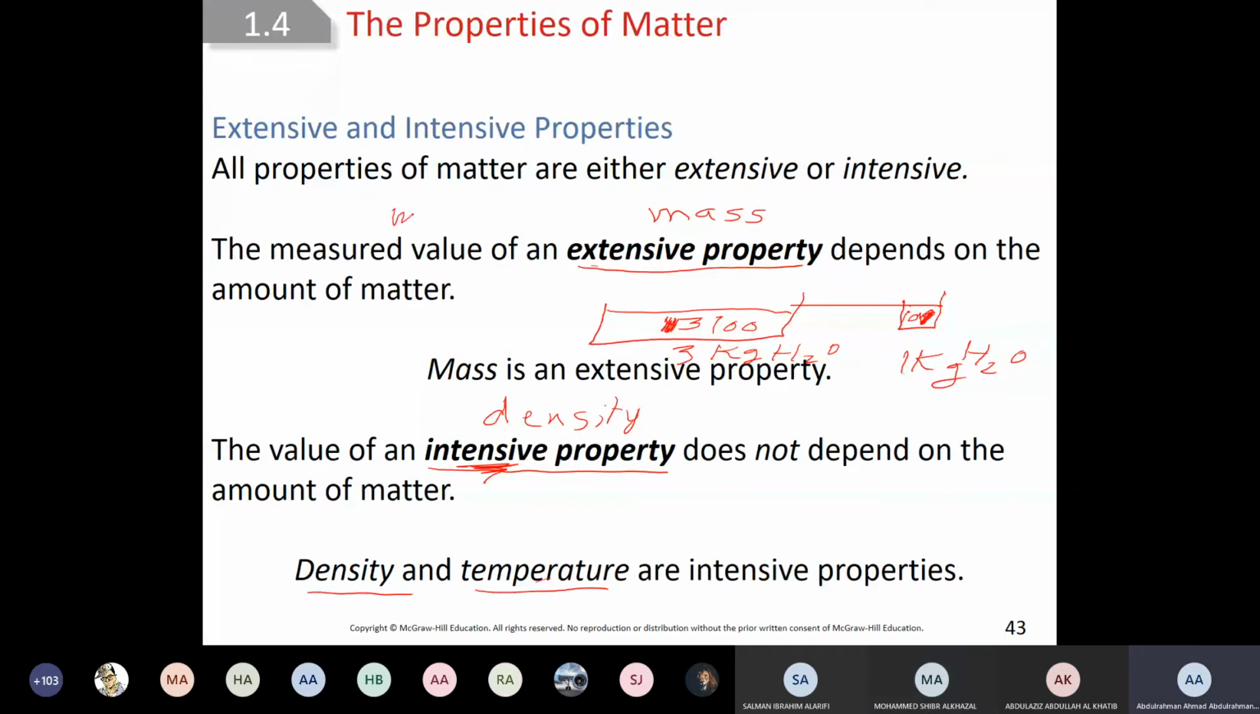Mass and volume are what? Extensive. Extensive. It depends on the property. I hope this is clear. Mass and volume are extensive. Density and temperature are intensive. Clear? Good. Look at this example.